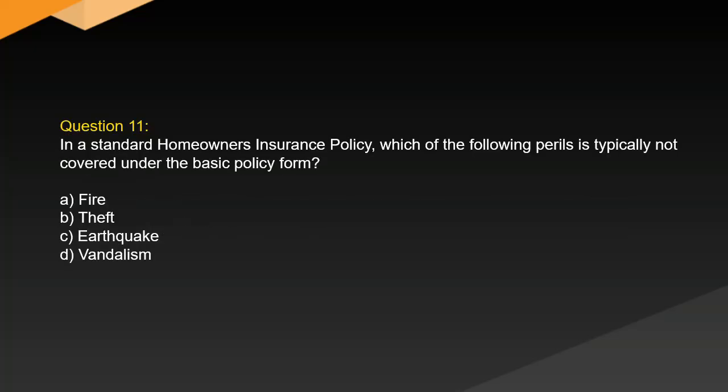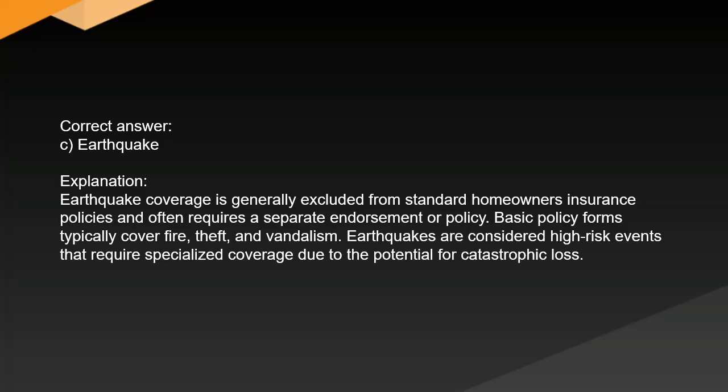Question 11. In a standard homeowner's insurance policy, which of the following perils is typically not covered under the basic policy form? A. Fire. B. Theft. C. Earthquake. D. Vandalism. Correct answer. C. Earthquake.